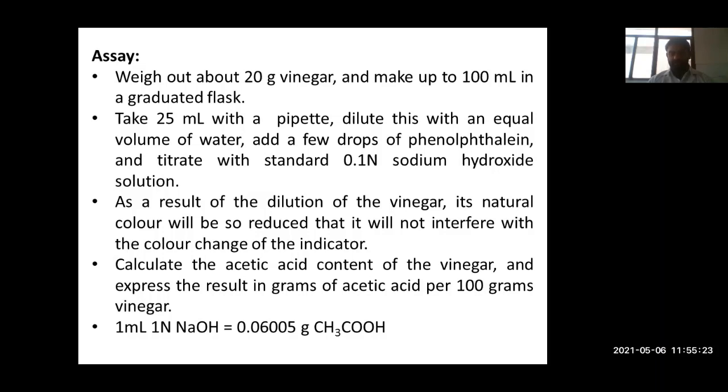After your titration is over, calculate the acid content of vinegar and express the results in gram of acetic acid per 100 gram of vinegar. You can use this factor: 1 ml of 1 normal NaOH is equal to 0.06 gram of acetic acid.